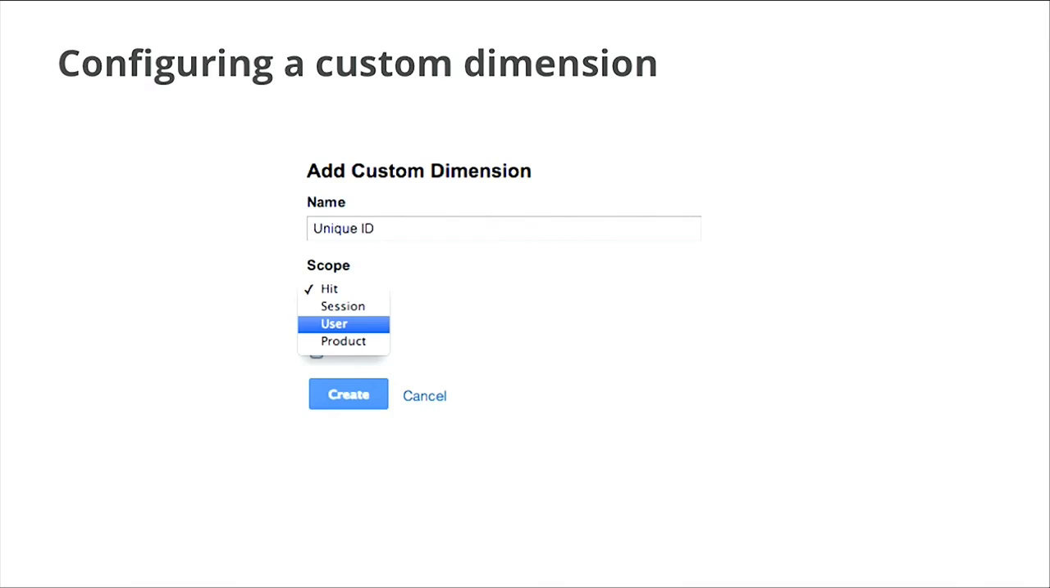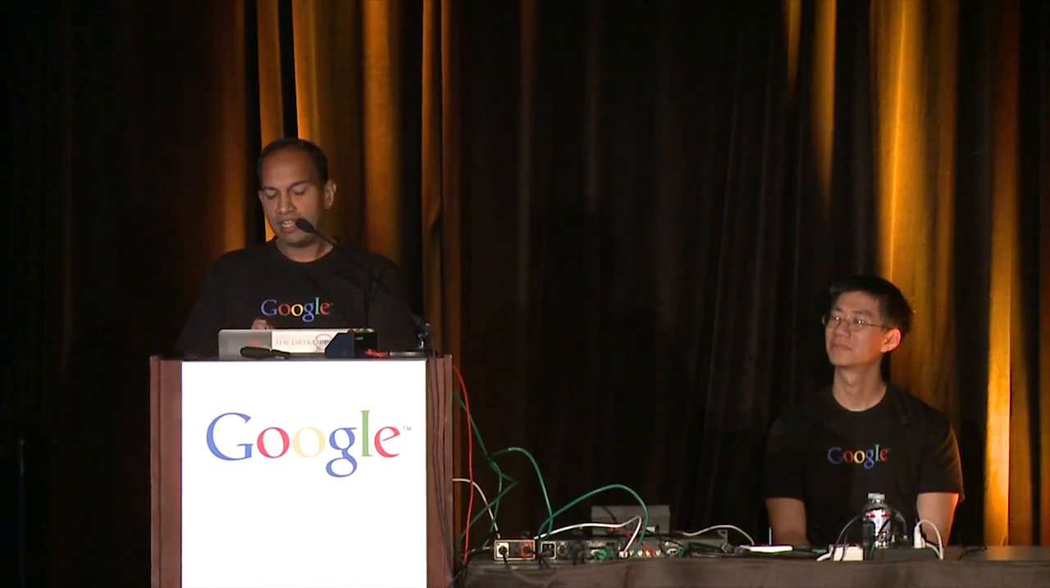Now, custom dimensions, we actually have a two-step process for these. As step one, you actually define the custom dimension in our configuration interface. The reason behind this is we don't want to just call them custom dimension 1 or 2 or 3. We really want to use the terminology that you're familiar with. If you're sending in a unique ID, we want you to be able to call that unique ID everywhere in our reporting interface. So the two things you do is you tell us the name, and then you tell us what level. You can tie things to sessions, you can tie things to users, or you can tie things to product.